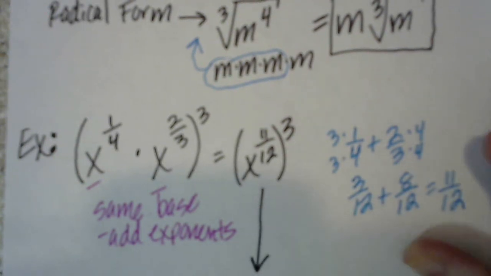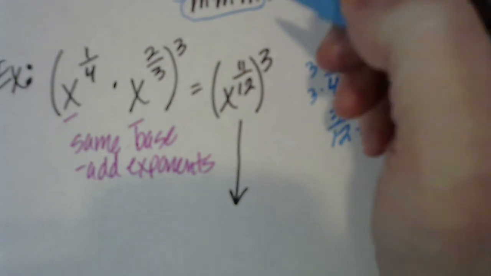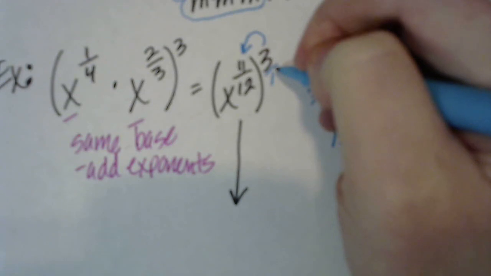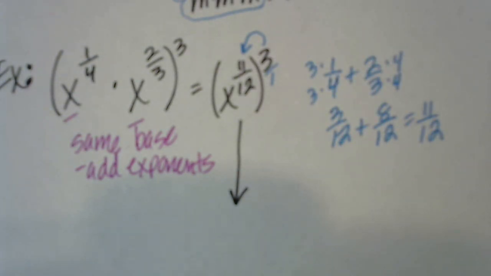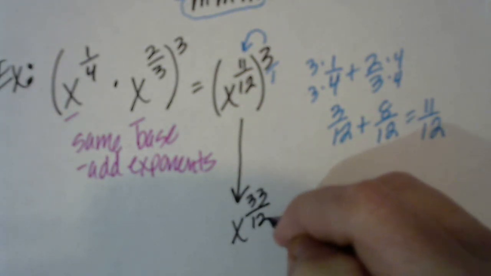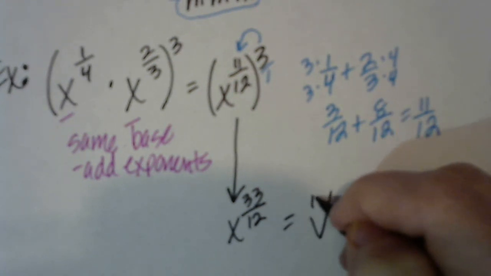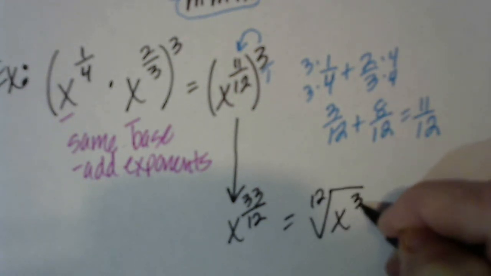And I'm going to come down here because I've got some more work to do. So now I'm going to distribute this 3 in here because it's 3/1, which is multiplication straight across. So that's going to give me x to the 33 over 12. Well, if you left it in exponent form, you might think you're done. But I know that I have groups of 12 inside of 33. So that means if I was to rewrite this, it would be the 12th root of x to the 33.